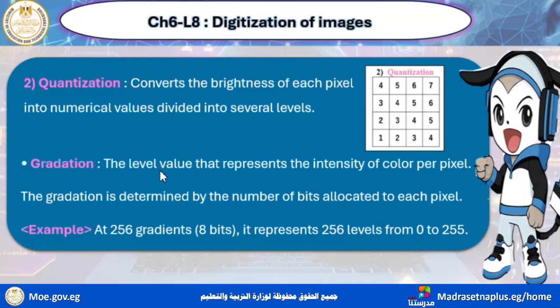The gradation here means that the level value represents the intensity of color per pixel. The intensity here means light sensitivity, or depth of color. The gradation is determined by the number of bits allocated to each pixel. At 256 fixed gradient levels, which means 8 bits, it is represented by 256 fixed levels that start from 0 to 255.